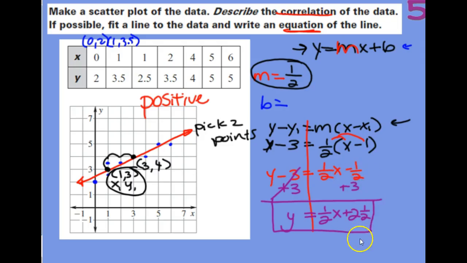So there's our equation. Let's check. Does b at 2.5 make sense? 1, 2.5. Yep, that would make sense. So there's our equation in the form y equals mx plus b.